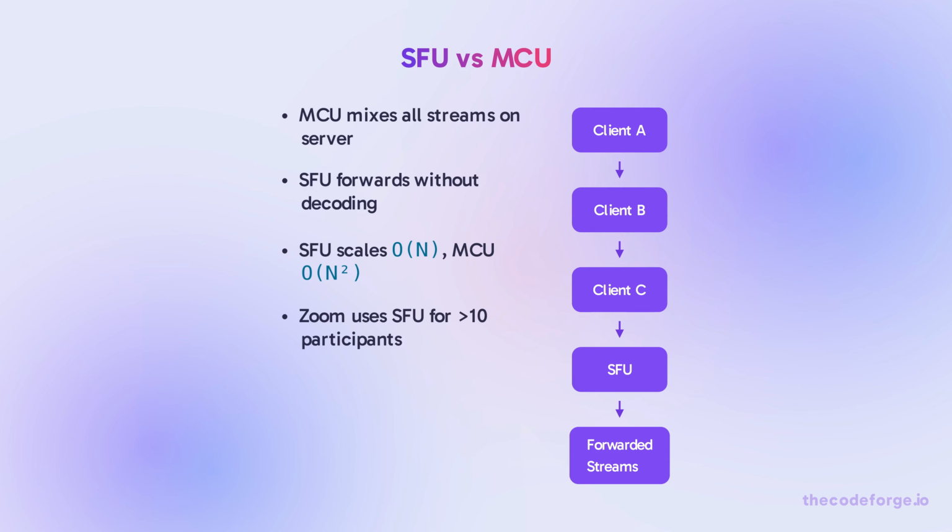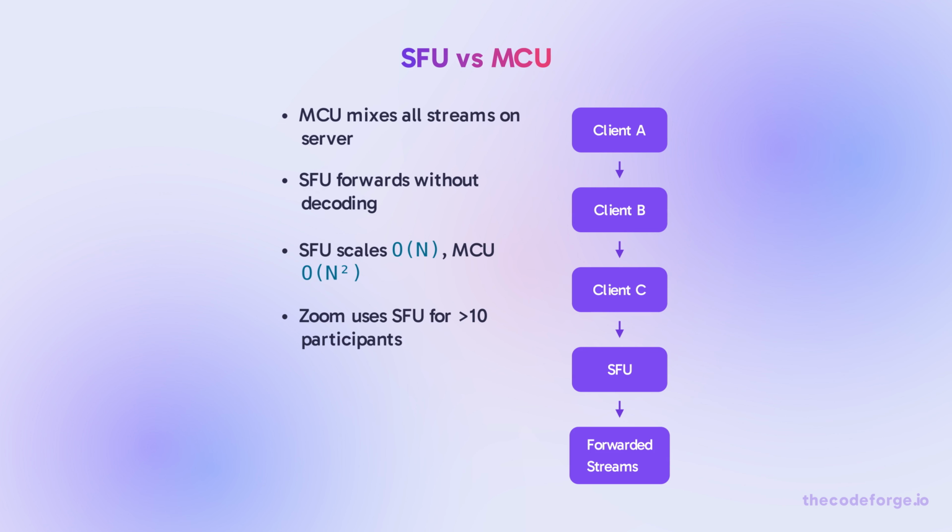SFU, on the other hand, forwards streams without decoding. The server is just a smart switch. It selects which streams to send to each client based on who's speaking. The client decodes multiple streams and renders them. This shifts the processing burden to clients, which is fine for desktops but tough for mobile.